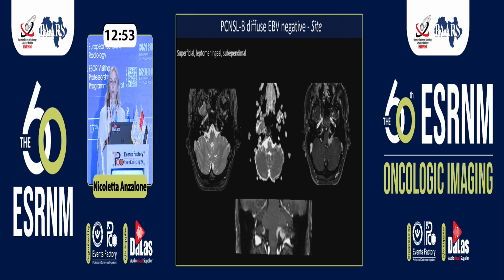Then there are locations that are quite typical or that may tell you that you have to think about a primary central nervous system lymphoma, B cells, and these are the more superficial location and leptomeningeal and subependymal.